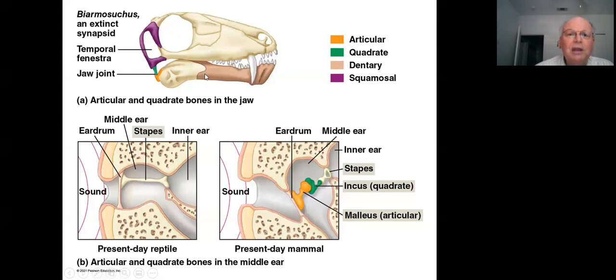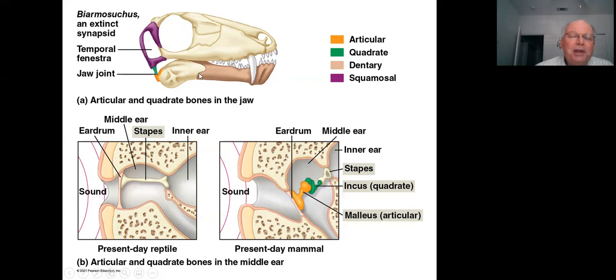Throughout this process of elongating the lower jawbone and re-engineering the jaw joint between the upper and lower jaw, we also see a reduction in size of the articula and the quadrate, and also a decrease in the size of the temporal fenestra, this opening through which muscles that are attached to the lower jaw attach themselves to the back of the skull. This also decreases in size, and the surrounding bone of the squamosal actually enlarges and provides a stronger bone as part of the re-engineering of the joint between the upper and lower jaw.